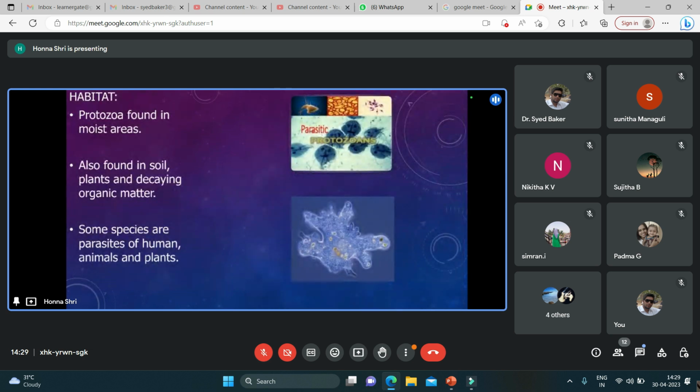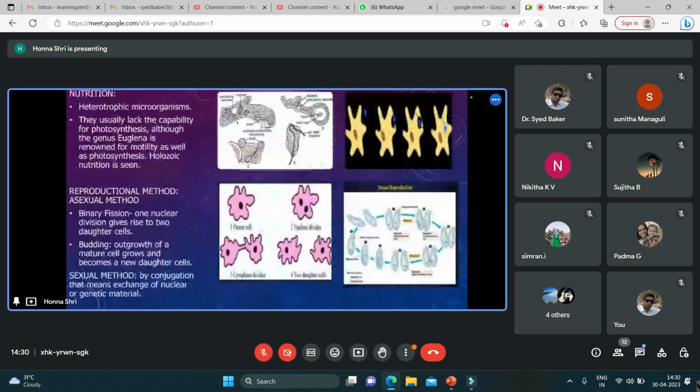These are examples of protozoa which we can see in the picture. The habitat of protozoa: they are found in moist areas. They are also found in soil, plants and decaying organic matter. Some species are parasites of humans, animals and plants. The nutrition of these organisms is heterotrophic. They usually lack the capability of photosynthesis, although the genus Euglena is renowned for its motility as well as photosynthesis. Some protozoans are also holozoic in nutrition.